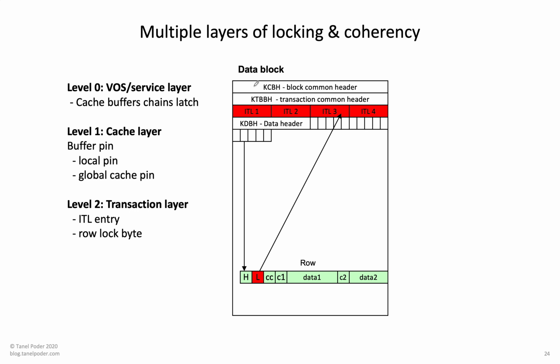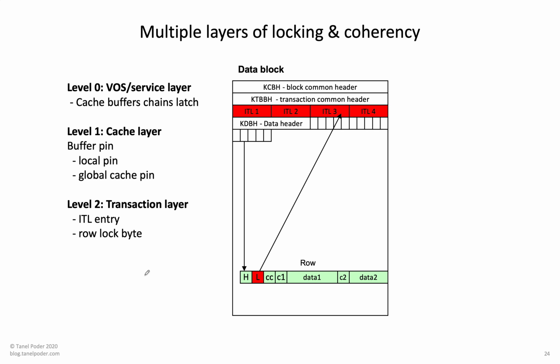So I try to illustrate what's going on. Let's say this block is full of rows. There is no empty space, there is no PCT free here. It's all full of rows, right? And now we have 4 transactions already in this block. This is a row, and the lock byte points to the ITL number and so on. This actually starts from 0, but anyway, you have these different layers.